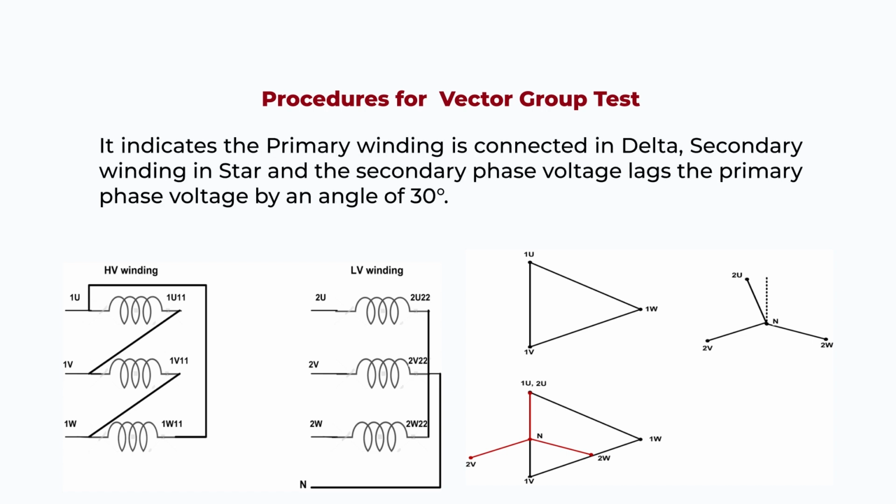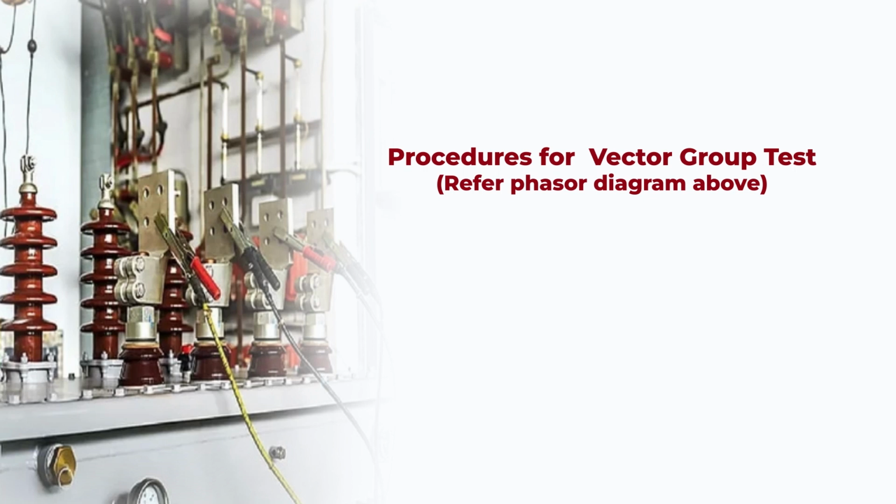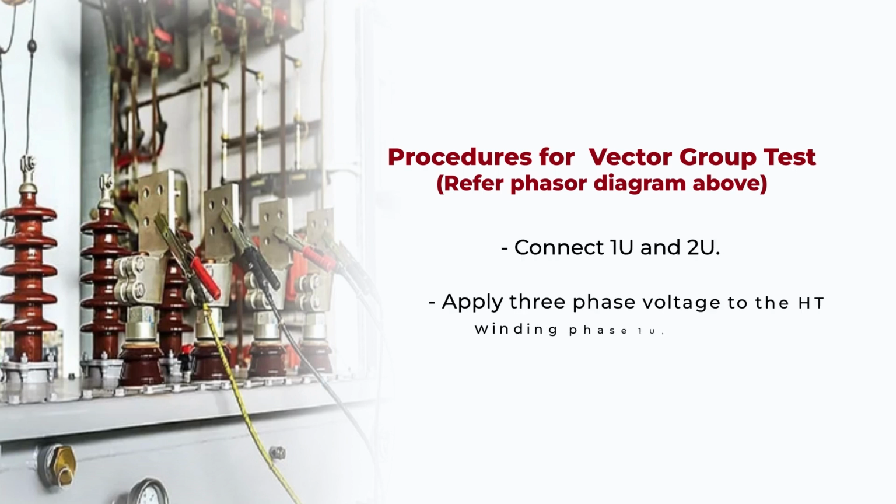It indicates the primary winding is connected in delta, the secondary winding in star, and the secondary phase voltage lags the primary phase voltage by 30 degrees. The winding connection and the phasor diagram are clearly given in the figure. Connect 1U and 2U. That means phase U of the high voltage winding, where 1 shows high voltage winding and 2 shows low voltage winding, and phase U of the low voltage winding, you have to short them.